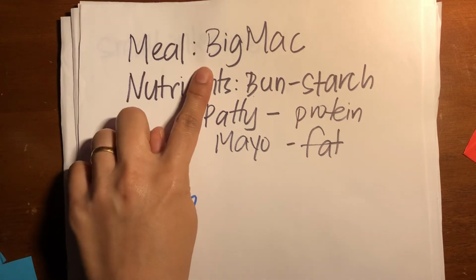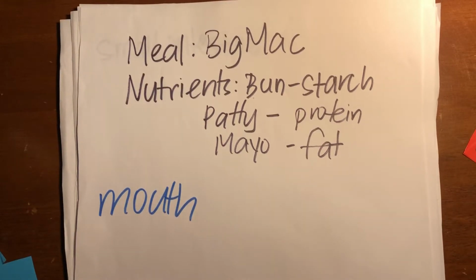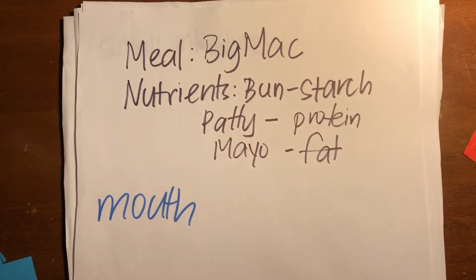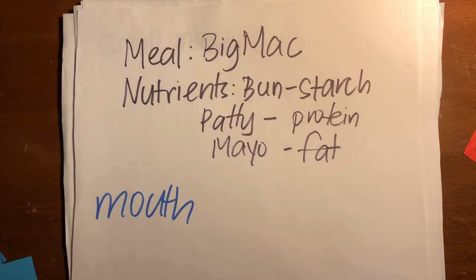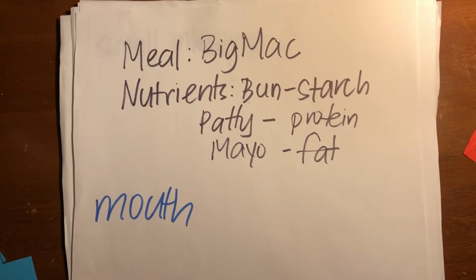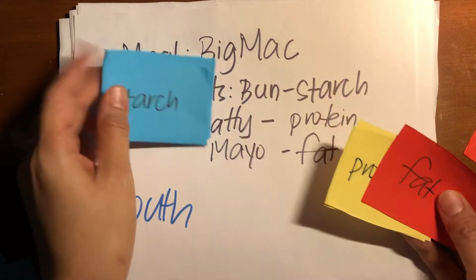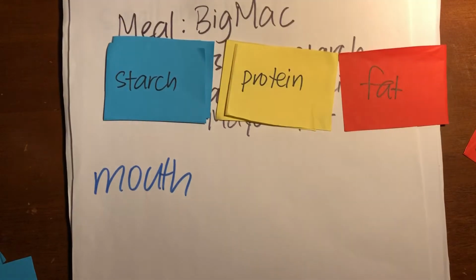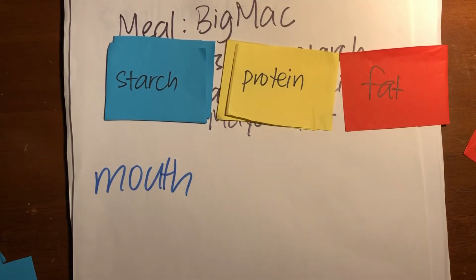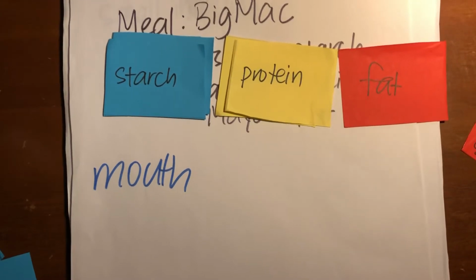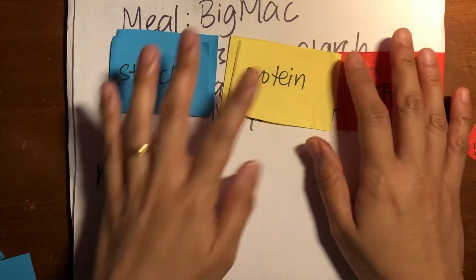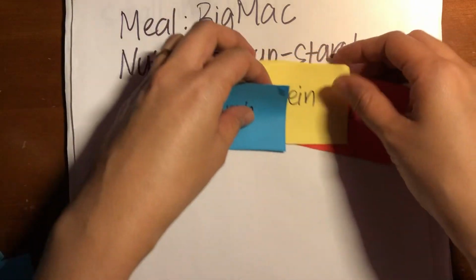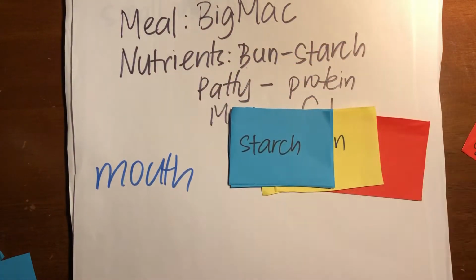So if you order a Big Mac, the nutrients available in the Big Mac would be the starch, proteins, and fats in these ingredients. So we're going to look at how our body digests the nutrients in the different parts of the alimentary canal. So let's begin. You munch it and you swallow it, and all these three will go into your mouth.